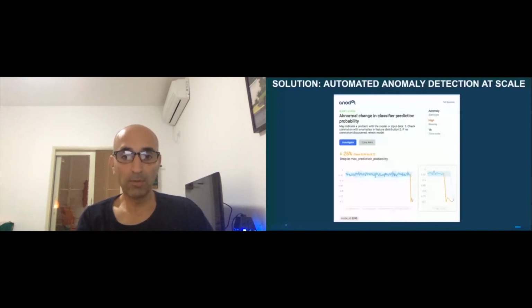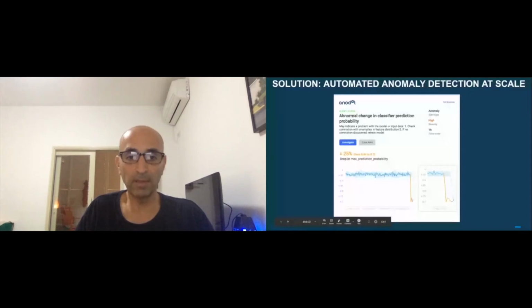So this is an example of an alert for a classifier. It's showing me the max prediction probability of the classes. As you can see from the chart here, it's quite steady. It usually produces high confidence. It has high confidence in the predicted class, whatever the class is for this classifier. And all of a sudden, the anomaly is that it started having lower confidence than normal. That should trigger the question: why did this happen?